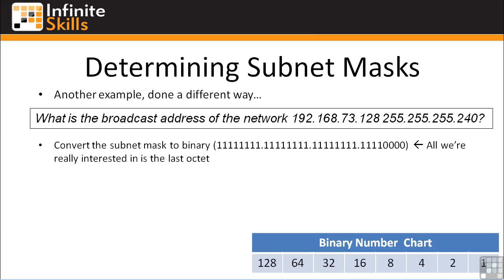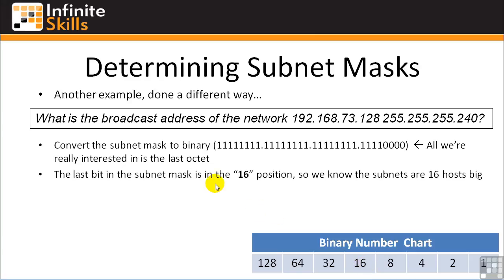Now let's examine this subnet mask. We have 4 bits in the network portion of our subnet mask. That 4th one is in the 16 position in the binary number chart. So the last bit being in that position, we know the subnets are 16 hosts big, meaning that our subnets will advance or increment on the number 16.